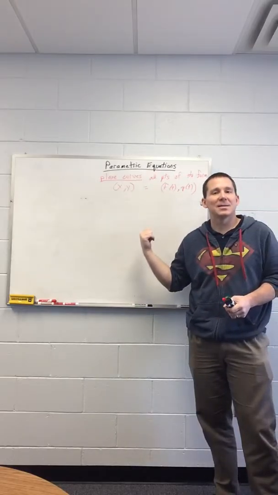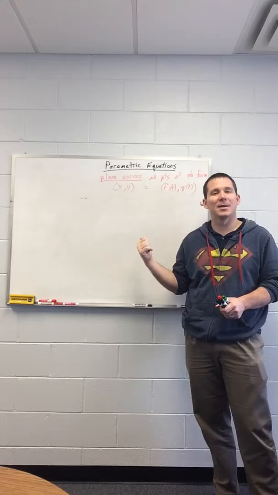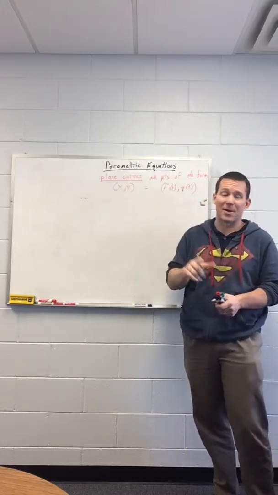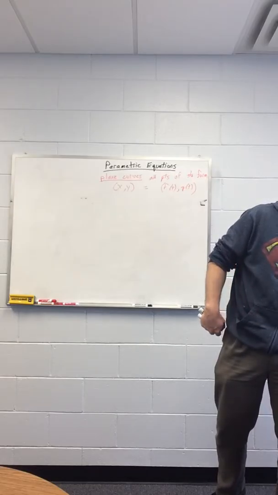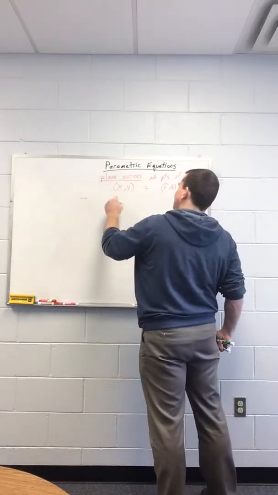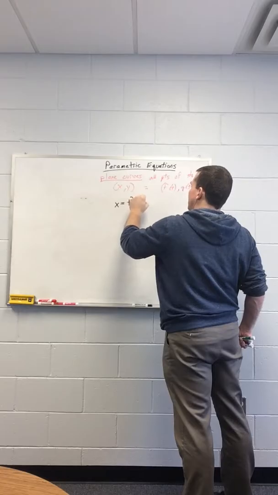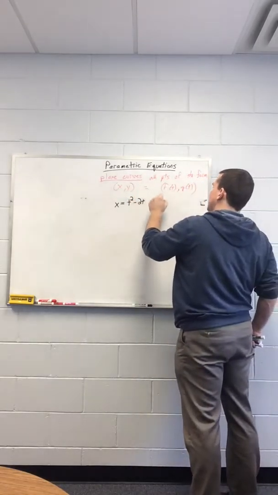When I learned this, it confused me a little bit, trying to understand what was actually going on. So we're going to walk through a few examples to make sure we're clear on this. For example, we will use this: x equals t squared minus 2t, and y equals t minus 2.